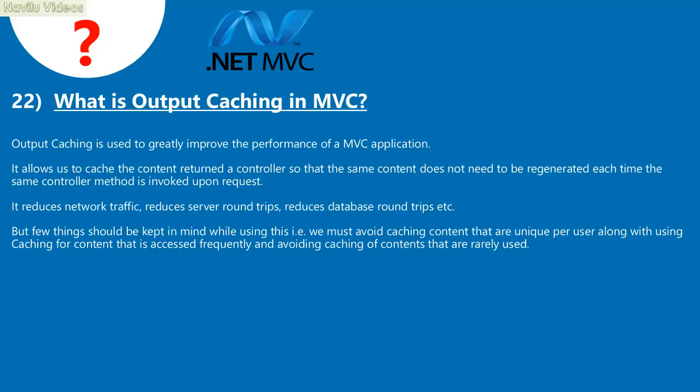But a few things should be kept in mind while using this: we must avoid caching content that is unique per user, use caching for content that is accessed frequently, and avoid caching content that is rarely used.